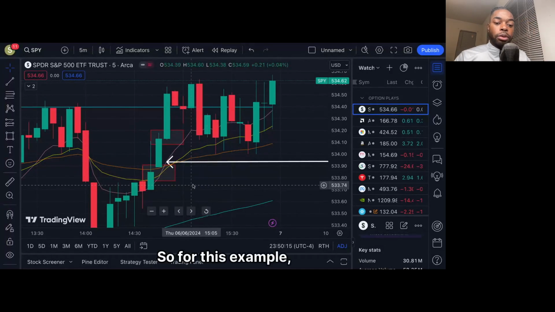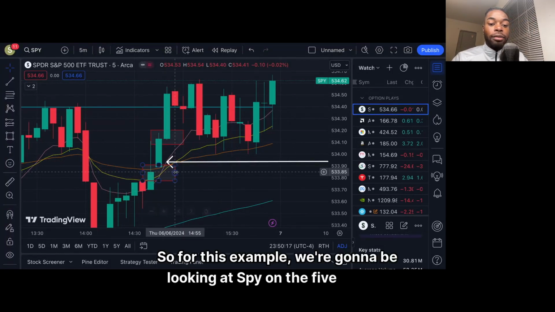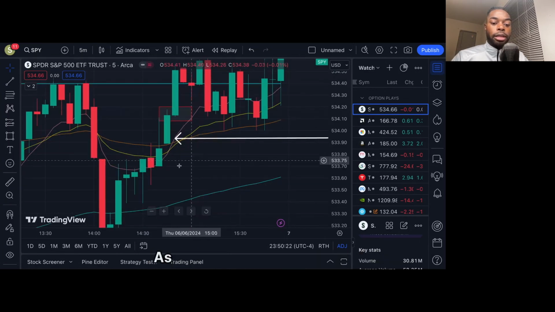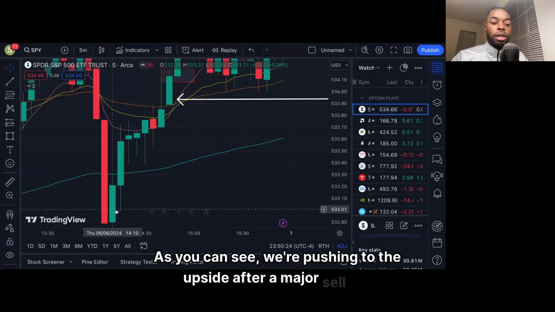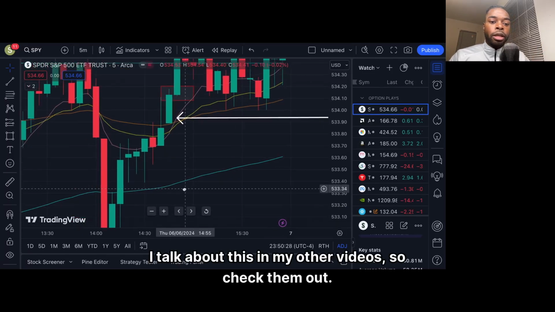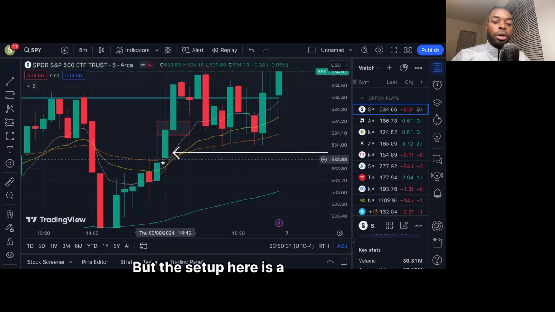So for this example, we're going to be looking at SPY on the 5-minute time frame. Right here, we have a nice push to the upside. As you can see, we're pushing to the upside after a major sell-off. We have a micro double bottom. I talk about this in my other videos, so check them out. But the setup here is a crossover of VWAP.